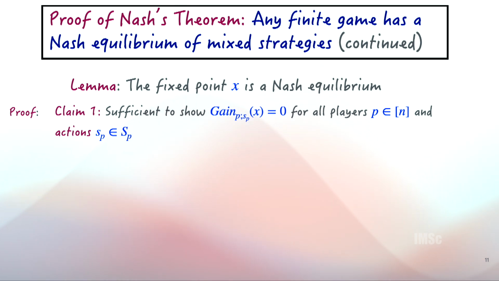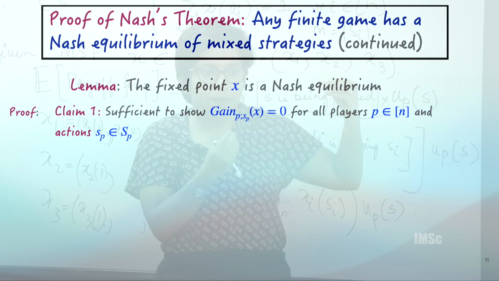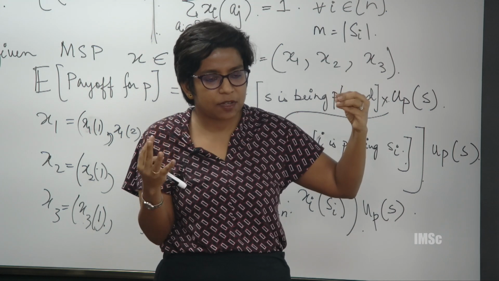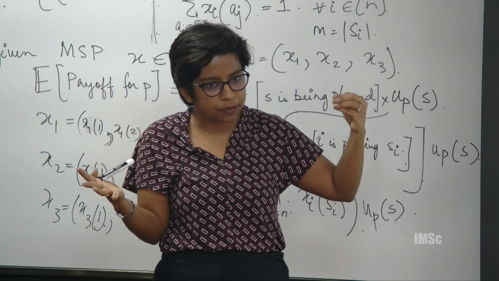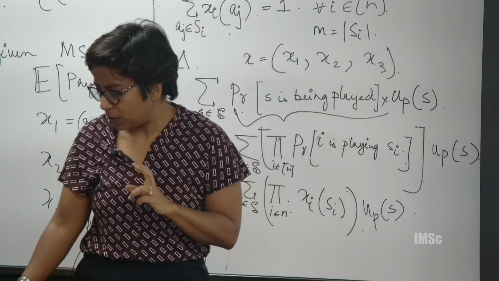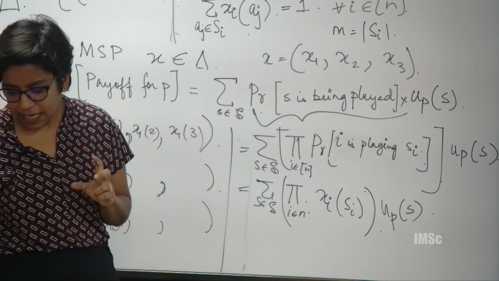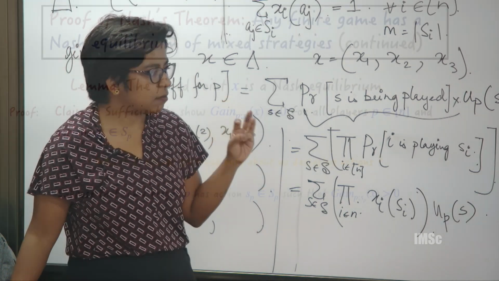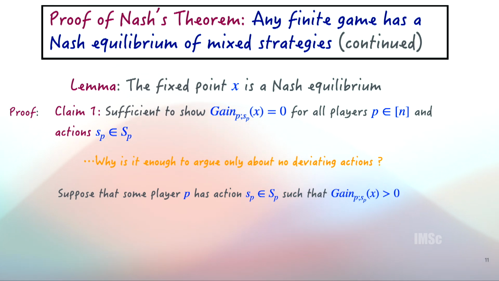Because the definition of the gain was with respect to the original x. It has nothing to do with the fixed point as such, but we inherit that property: the sufficiency of this particular fixed point x to be a Nash equilibrium is basically given by the fact that the gain should be 0. Okay? So, now suppose this fixed point x has a player p and an action s_p for which the gain is greater than 0. Then what happens?